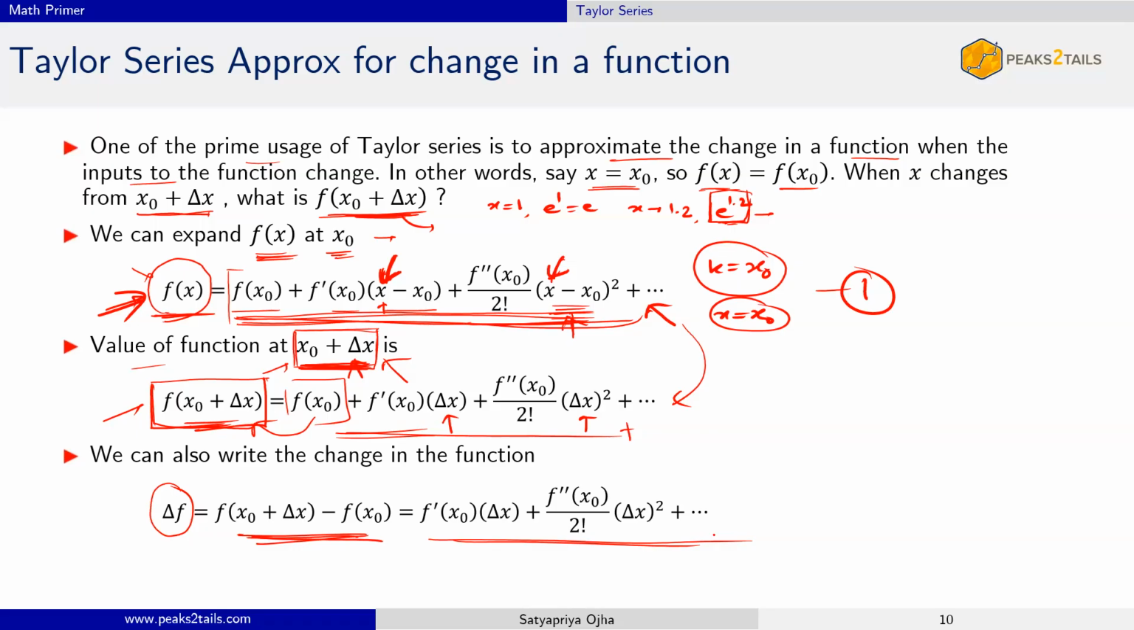Now, I use the same Taylor series expansion to approximate the change in a function using whatever I got. So this is how I can approximate the change in a function. Okay, I don't have to revalue. All right.